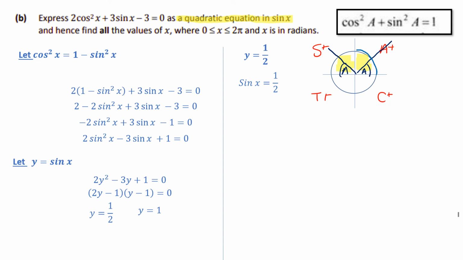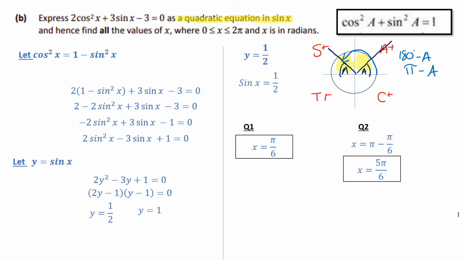The angle I actually want is this bigger one here. So to get that, I'm going to do 180 degrees minus my reference angle. Because I'm in radians, it's going to be pi minus a. So in quadrant 1, when sine of x is equal to a half, I'm going to go to page 13, use my log tables and figure out, well, what is the angle when sine is a half? And the angle is 30 degrees, or in radians, pi over 6. So in quadrant 2 then, I'm going to have to do a little bit of a calculation. It's going to be pi minus pi over 6. So x is equal to 5 pi over 6.